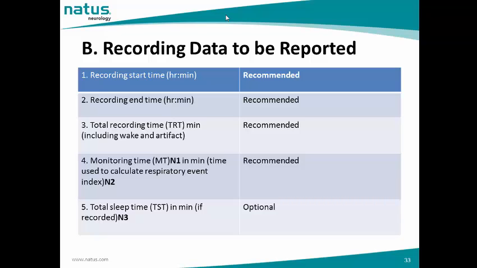And it's optional to record total sleep time. That assumes monitoring EEG, EOG.